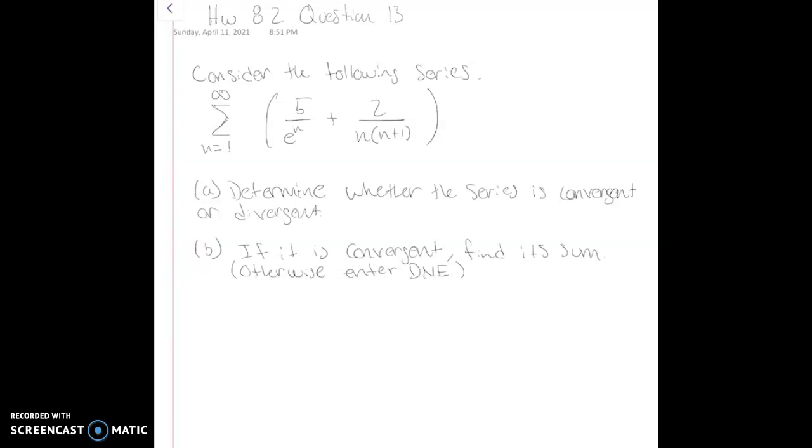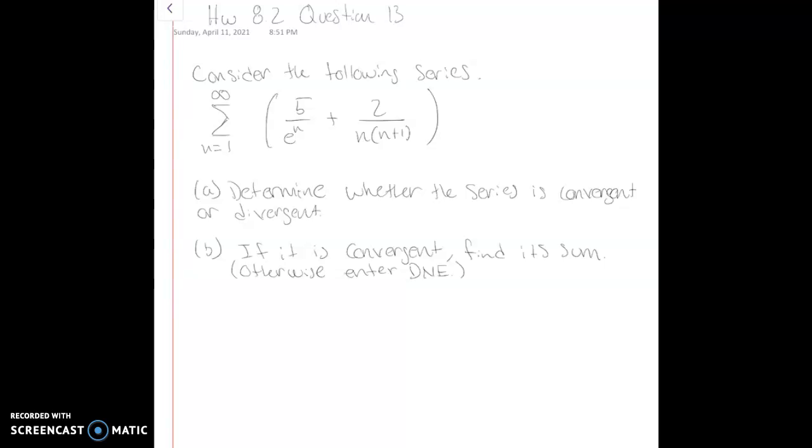And the question is asking us to consider the following series, which is the sum from n equals 1 to infinity of 5 over e to the n plus 2 over n times n plus 1. Part A is asking us to determine whether the series is convergent or divergent. And part B is asking us, if it is convergent, find its sum. If it's not convergent, then you would enter does not exist, DNE.